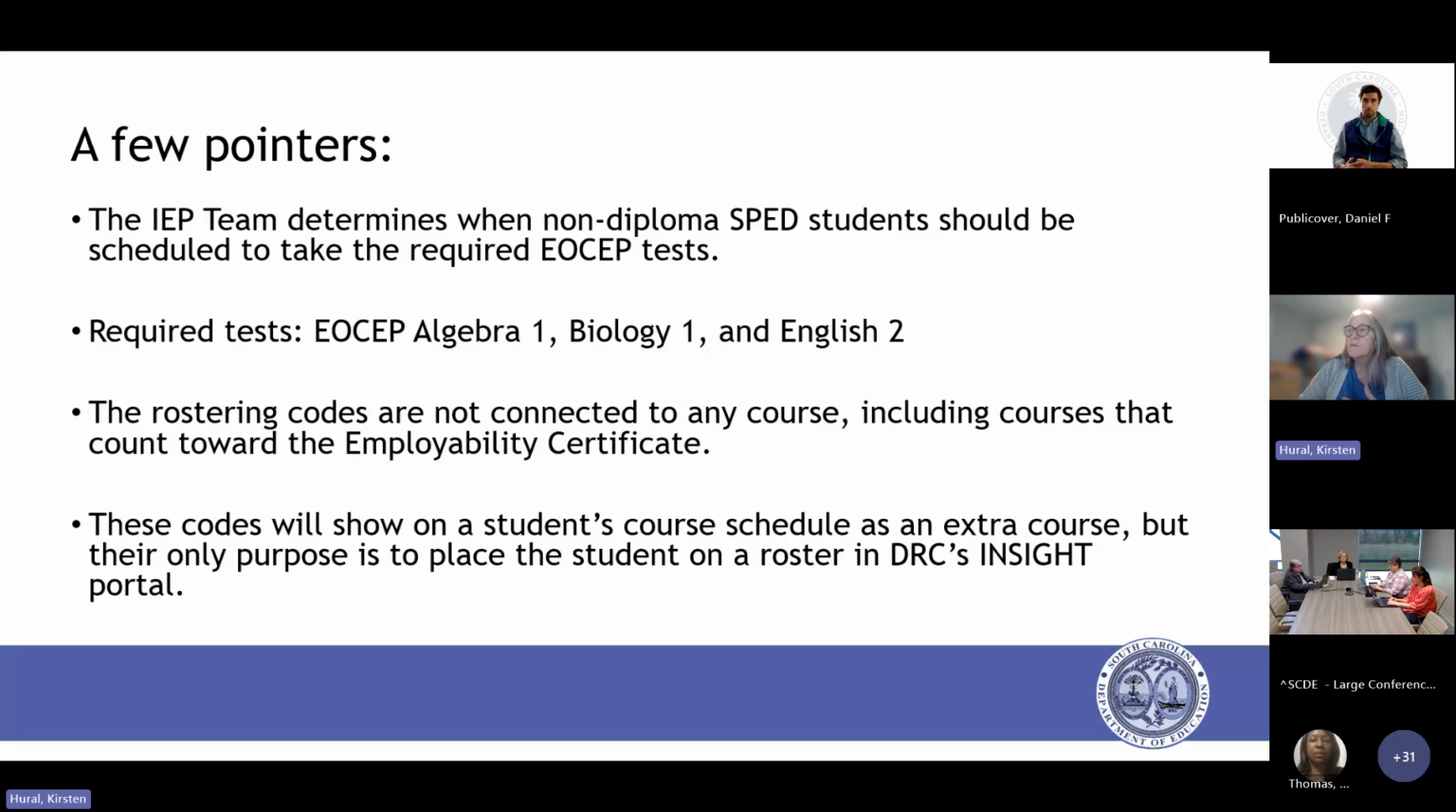A few pointers about those SPED codes, just reminders that the IEP team determines when a non-diploma SPED student should be scheduled to take end-of-course tests. It is not dictated by certificate courses or anything other than the IEP team. Again, the required tests are end-of-course Algebra 1, Biology 1, and English 2. And as I just said, the rostering codes are not connected to any course, including courses that count toward the employability certificate. All these codes do is roster the students for testing.